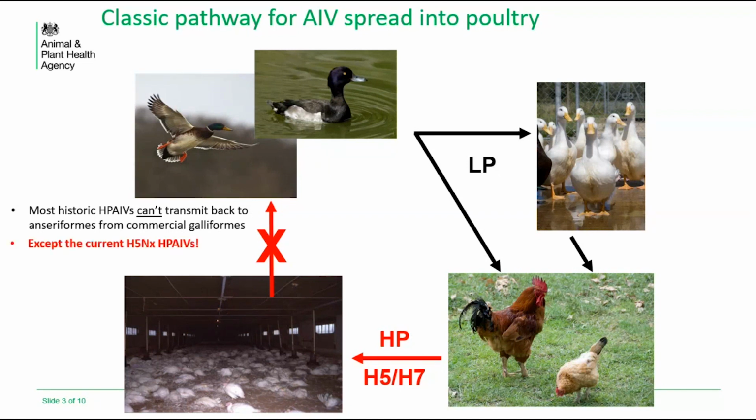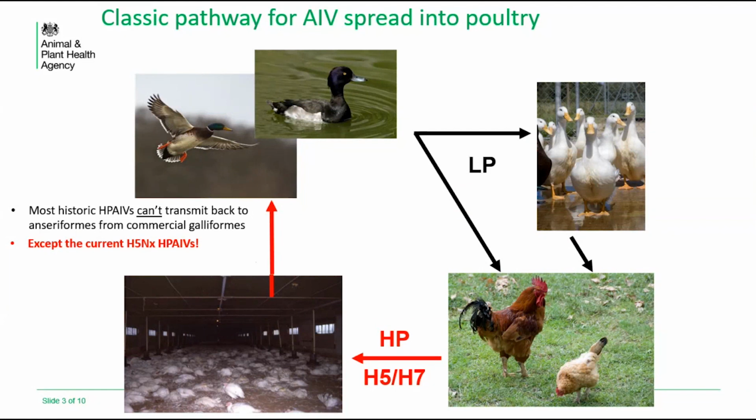However, the current problem child of these is H5NX, because the X stands for could be N8 or N1 or N5, the current H5N1 as we have it at the moment, exemplifies an advantage which this lineage has acquired, whereby it can go back into anseriforms, which can sustain it as a reservoir host, and you have this insidious clockwise circle continuing, which maintains it, and that spells out endemicity, which has been the problem in many parts of East Asia.